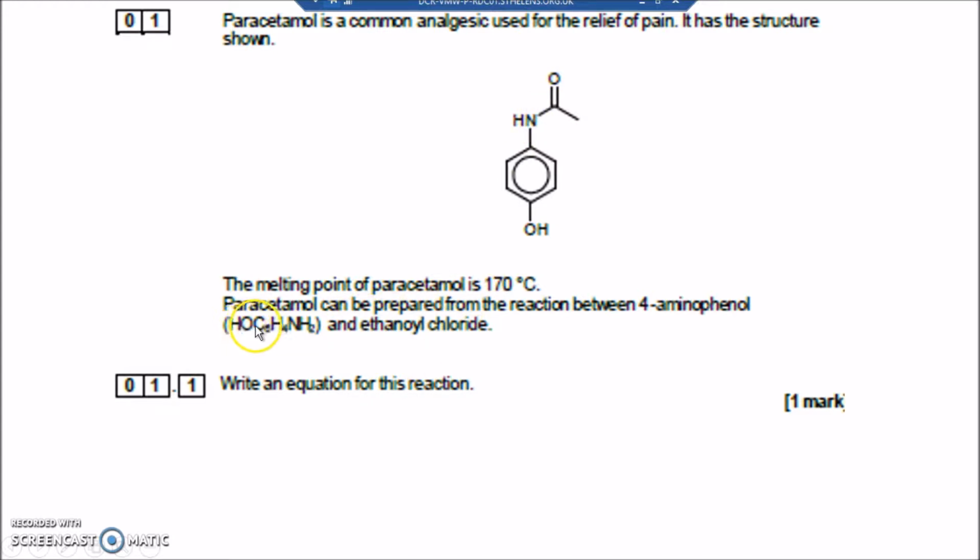So you need OH C6H4NH2, and then ethanoyl chloride is CH3COCl. Okay, and then what's actually going to happen is that this part here, the NH2 bit, is going to lose an H, and then the COCH3 is going to come on here, COCH3, and it's going to release hydrogen chloride gas, a toxic gas. That's what makes this dangerous and highly exothermic in terms of its reactions.